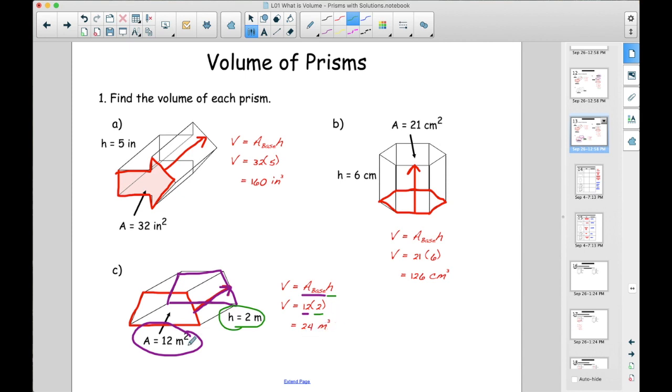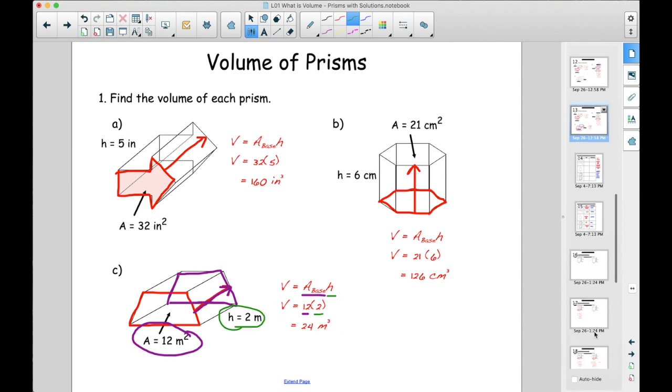Again, the units need to be cubed because in areas, in square units, we're multiplying by a linear measure. The height will be a linear measure. Meters squared times meters gives me meters cubed.